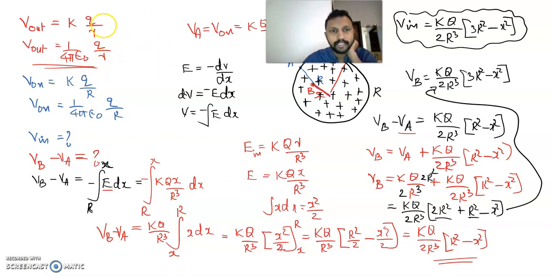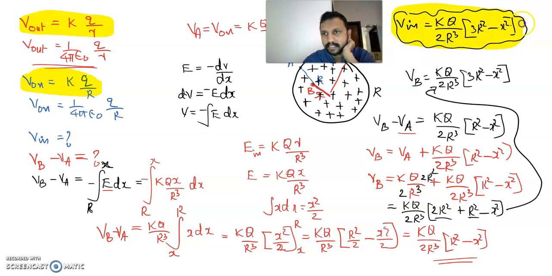Recalling, potential outside is kq divided by small r. Potential on the surface is kq divided by capital R. Potential inside is kq divided by 2R cube into 3R square minus x square. And all these potential expressions can be expressed in terms of volume charge density also. Since we do not have space over here, we are not expressing it like this. You should remember the formula in terms of volume charge density also. Okay.